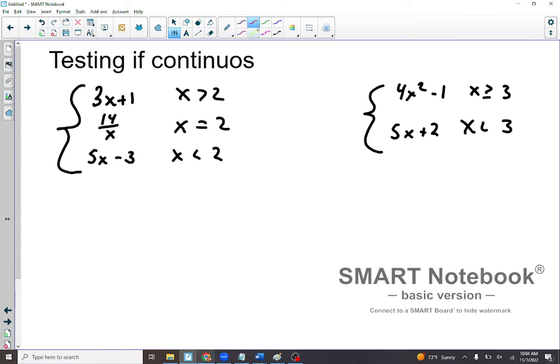All right, testing to see if it's continuous. In order for something to be continuous, the limit as x approaches whatever c value has to equal the actual value, so f of c.